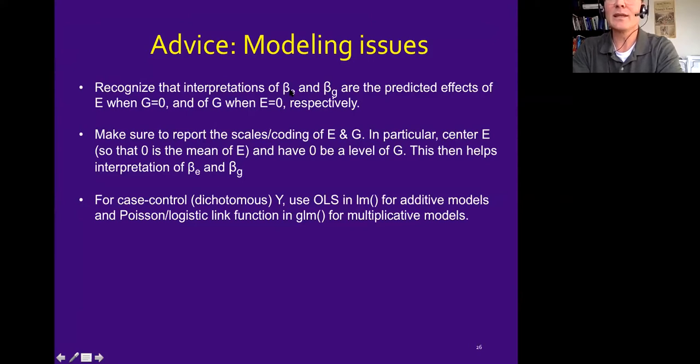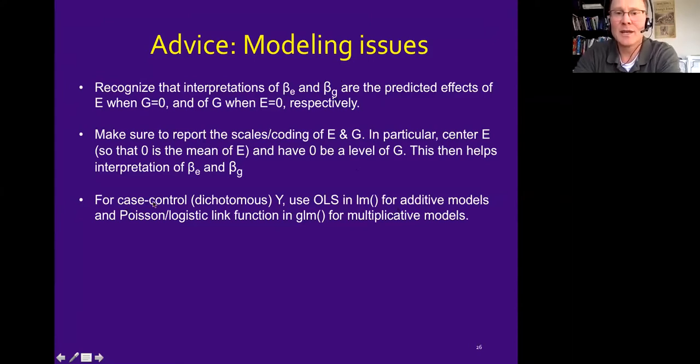It turns out that just a linear transformation of G and E does not change the interaction at all. So the interaction won't change if you center the variables, but beta E and beta G definitely will change, because the interpretation of them changes. If you center them, these effects are now the predicted effect of E at the mean G and the predicted effect of the gene at the mean environmental level.